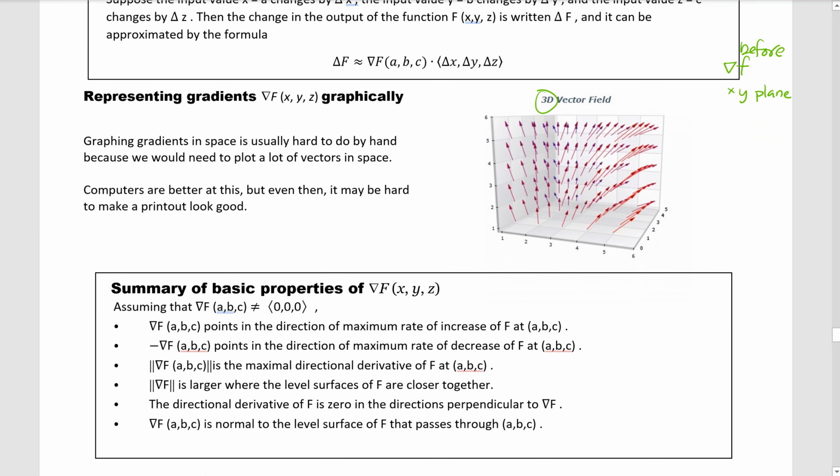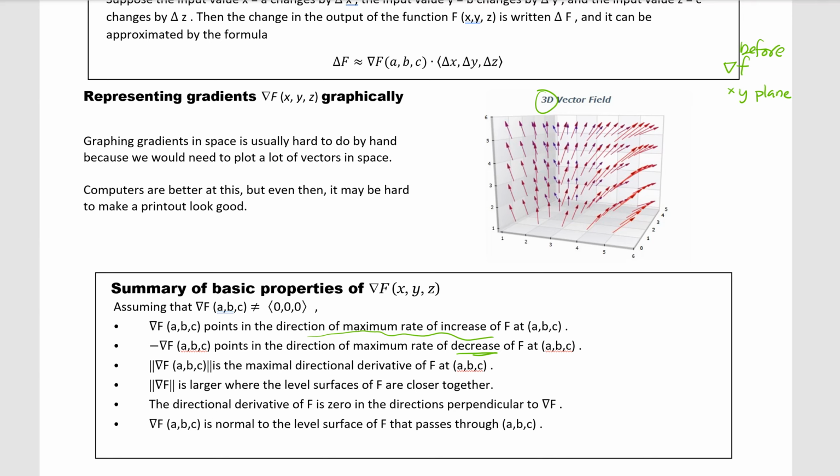Okay, so let's look at the properties of the gradients. Now we have 3 variables x, y, z. Assume that the gradient is not 0. Then the gradient also points in the direction of the maximum rate of increase of f. The negative gradient points in the direction of maximum rate of decrease of f. The magnitude of the gradient is the maximal directional derivative of f at the point.